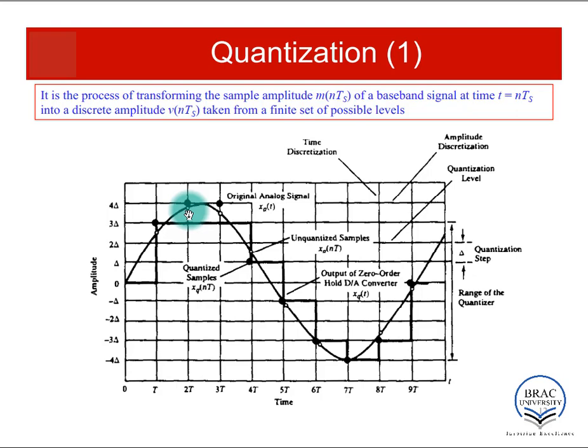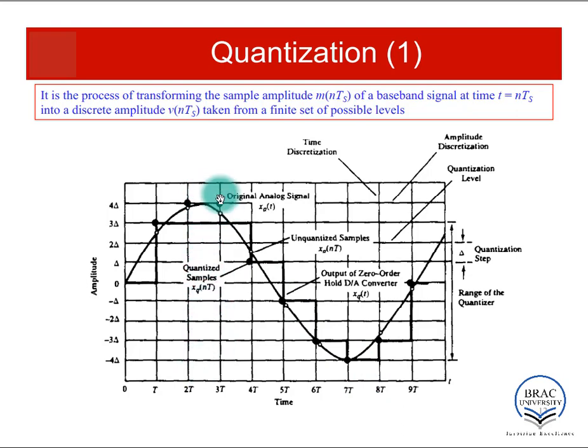A similar process is followed in amplitude. To discretize the amplitude, at first we need to determine the signal range or the quantizer range. The quantizer range is basically the difference between the highest value of the signal and the lowest value of the signal. Here you can see this is the highest value of the signal and this is the lowest value of the signal. So this whole range is our quantization range or signal range.